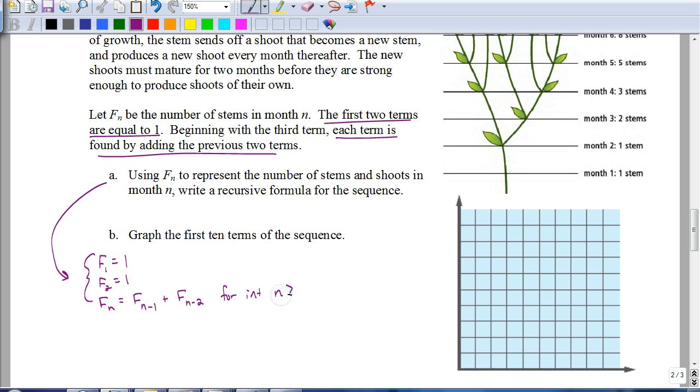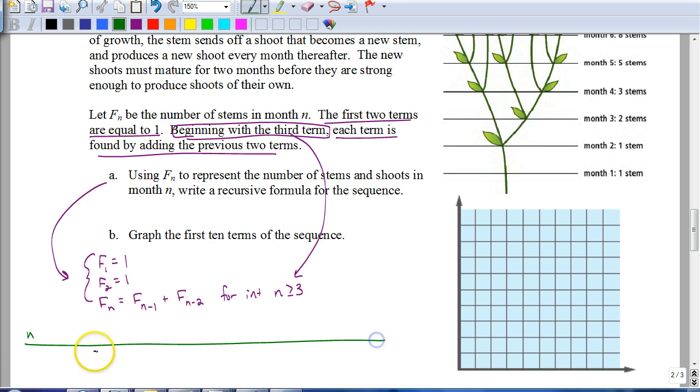Now the key here is that you would use this formula for the third term on, or starting with the third term. That's what that piece represents. Because we already know the first term and the second term are both going to be 1. Okay, so now we want to find out what the first 10 terms are going to be. I guess this would be f sub n.